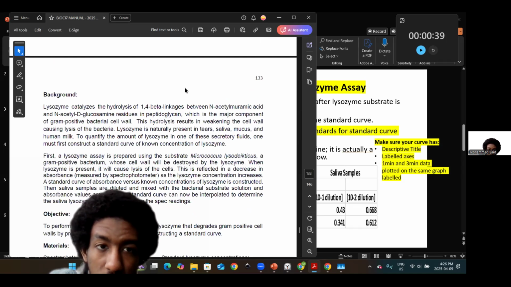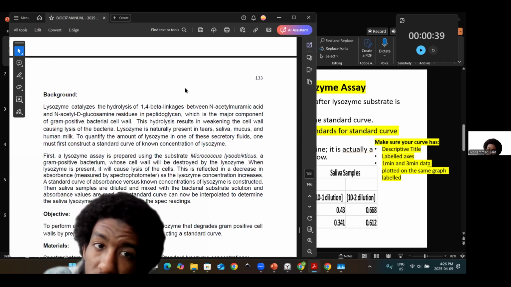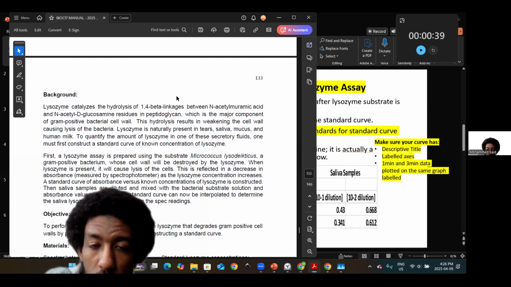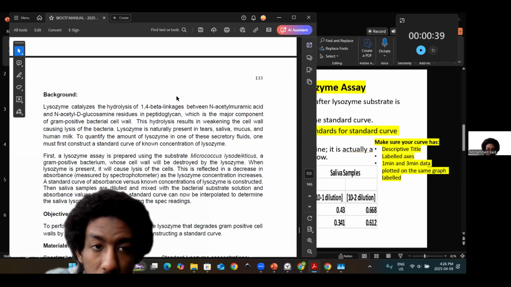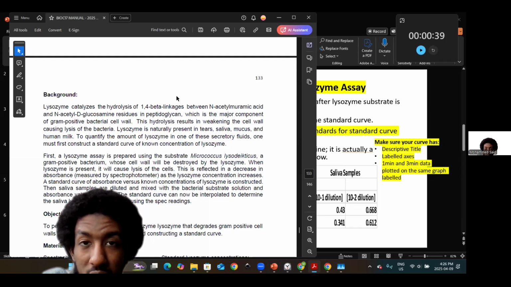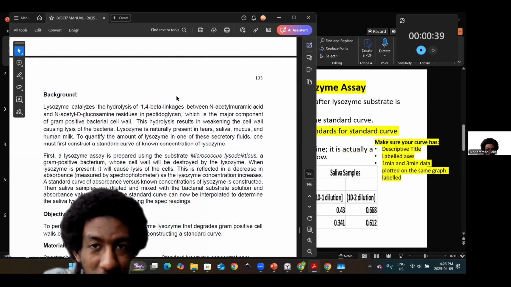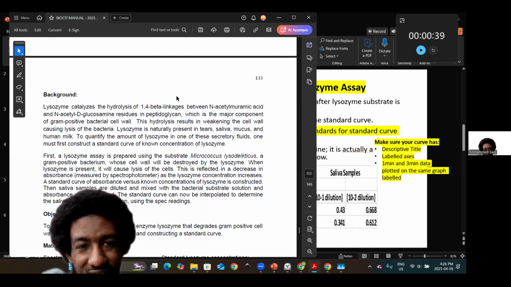I mentioned this as well for our last practical, right? These are the 1,4 beta linkages, which I asked as a question, between N-acetylmuramic acid and N-acetyl-D-glucosamine residues in peptidoglycans, which is a major component of the gram-positive cell wall, right? So we're connecting back full circle to week 1. SubhanAllah.